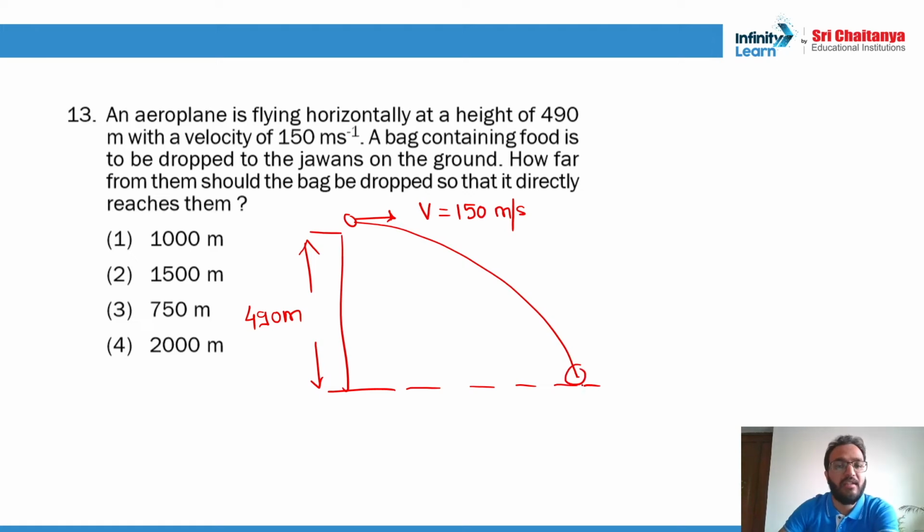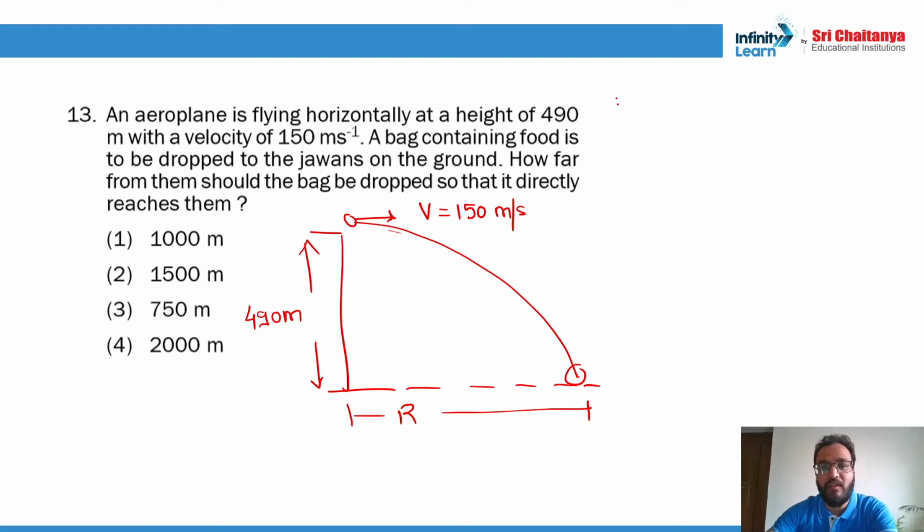So here the Jawans, our soldiers, are standing on the ground, and they need to receive this. So obviously we need to ensure that we drop the bag containing the food at a horizontal distance equivalent to the range. So we know the formula. If we drop it from here right now, then it will be received by the soldiers. Are you getting it? So we need to ensure that we drop at this particular distance.